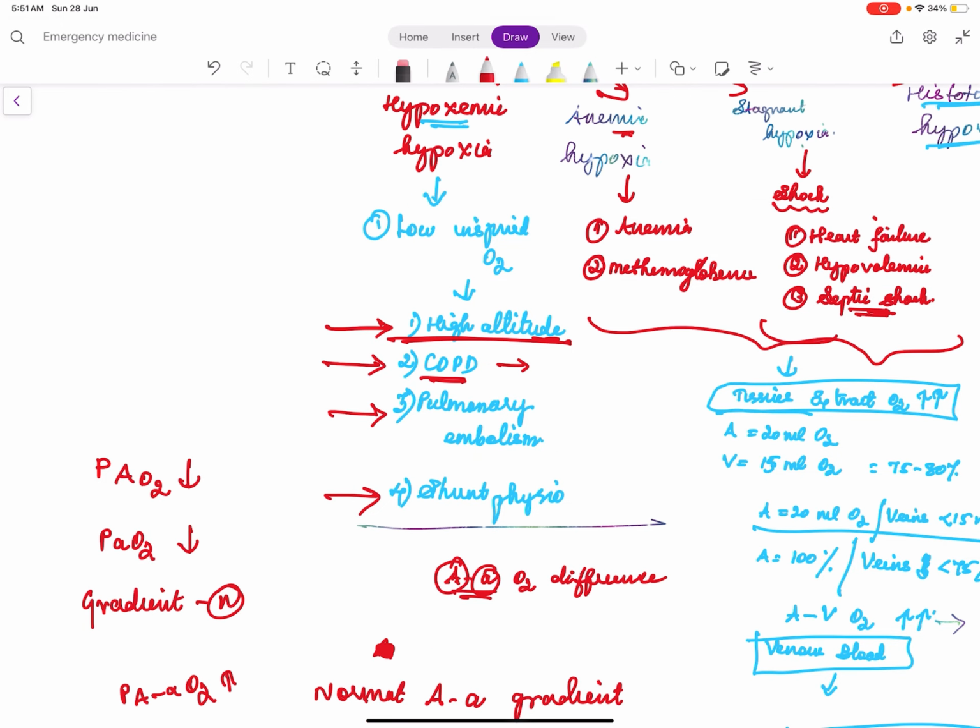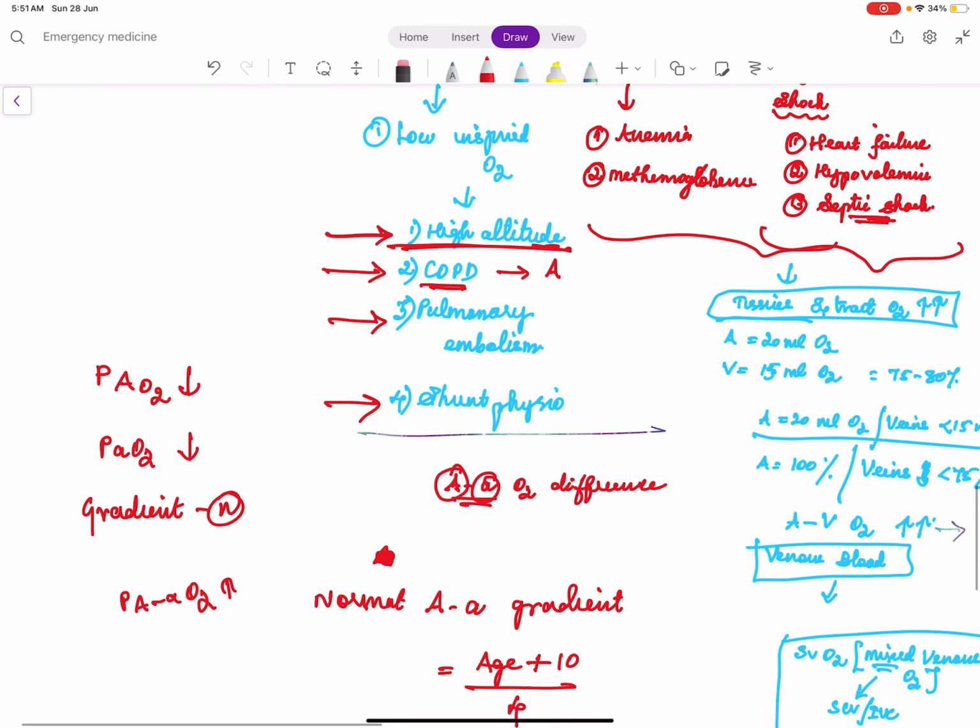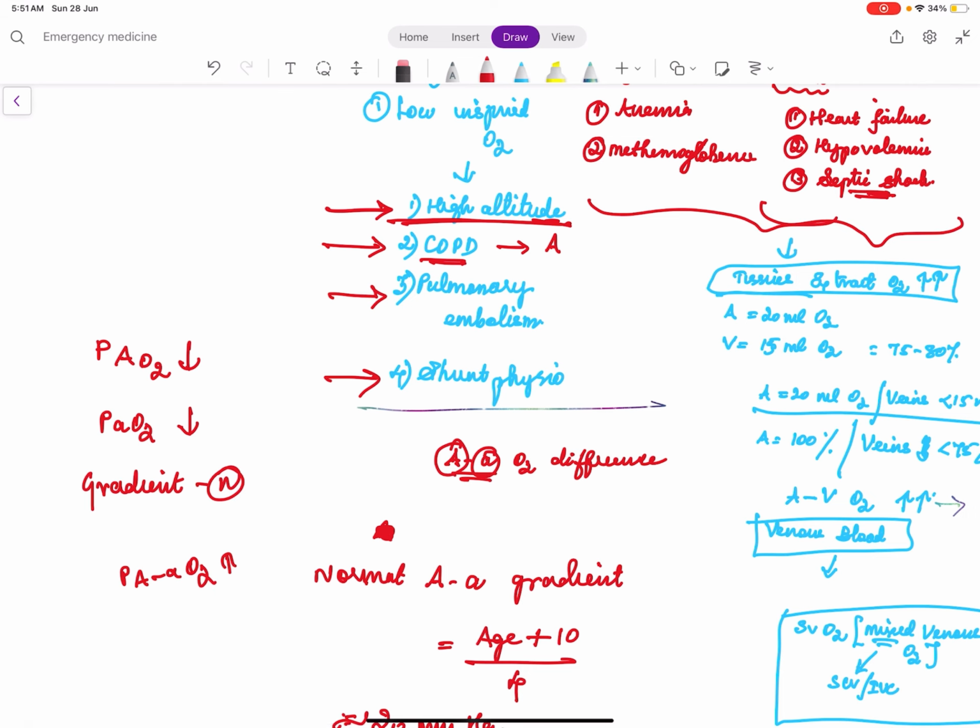What happens in COPD is inspired oxygen itself is low. Right? So what is inspired is getting exchanged. So COPD is also similar to the high altitude because the inspiration itself is low, right? So the AA difference is basically normal. The inspiration is low, hence oxygen is low.